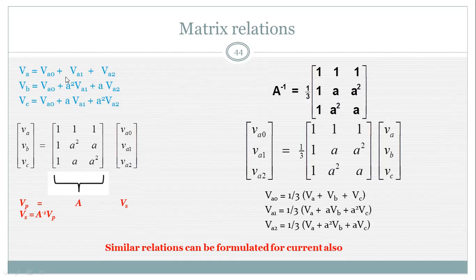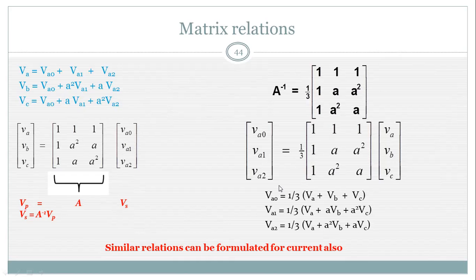We can easily write this in matrix form. This is the phase voltage, this is the symmetrical component of voltage, and this is the A matrix, or constant matrix. So phase voltage is equal to the A matrix times the symmetrical component of voltage. Now if we want to find the symmetrical component of voltage, we have to shift this A matrix from right to left. It means A inverse. So this is the A inverse matrix. Finally, we can find the equation of the symmetrical component of voltage in terms of the phase component.